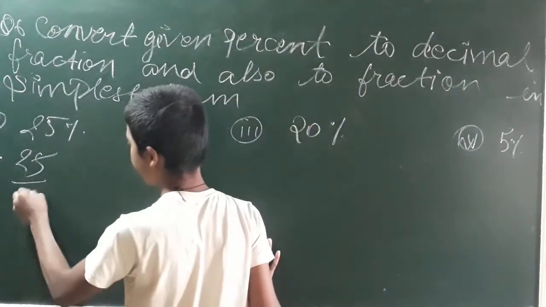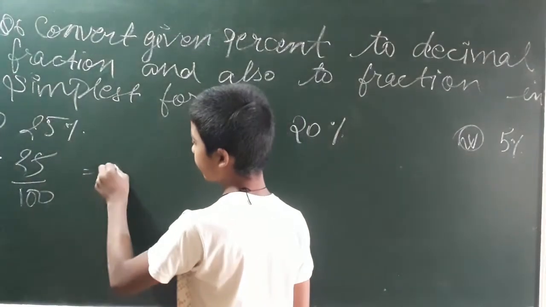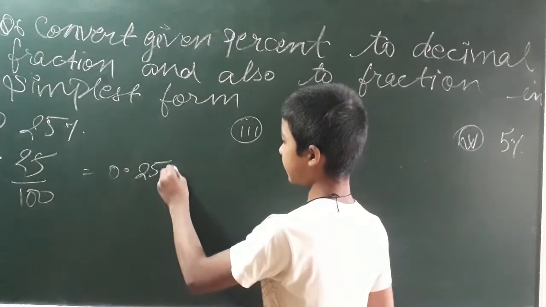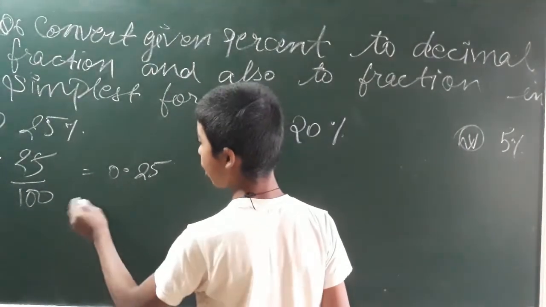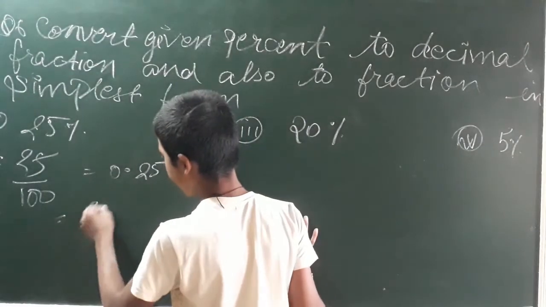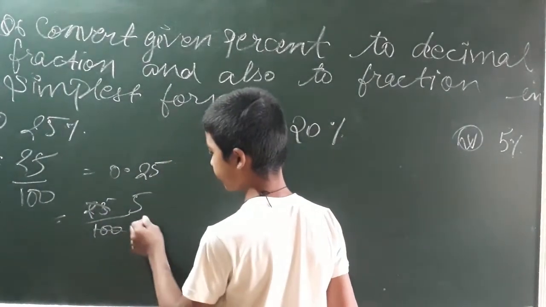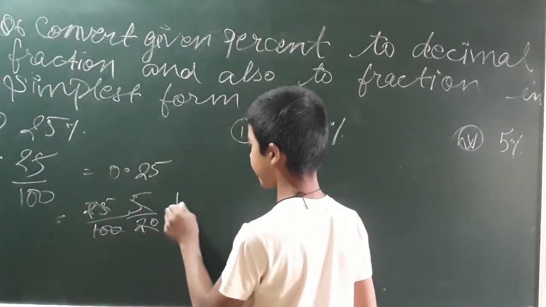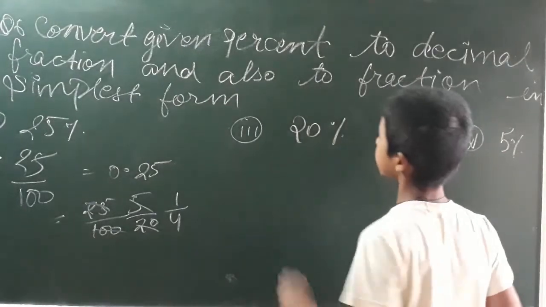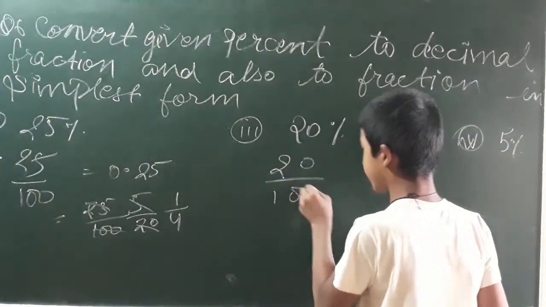25% is 25 upon 100. Converted to a decimal fraction, it is 0.25. If it is asked in simplest fractional form, 25 by 100 cuts by 5: 5 fives are 25 and 5 twenties are 100, so it is 1 by 4. This is the simplest form. And now the third number, 20%, 20 upon 100, it will be what?